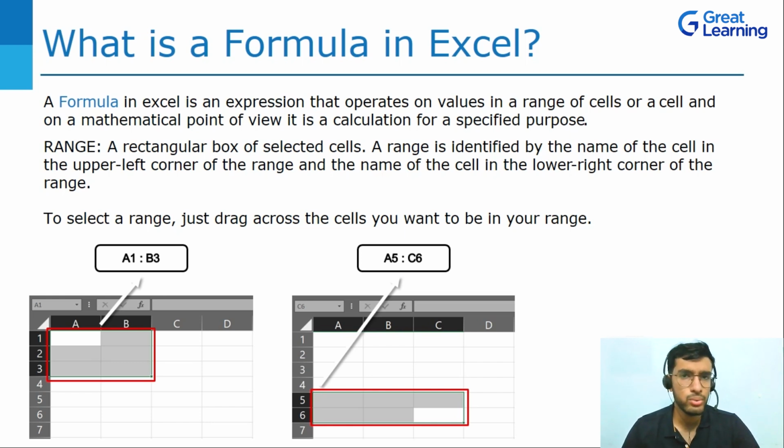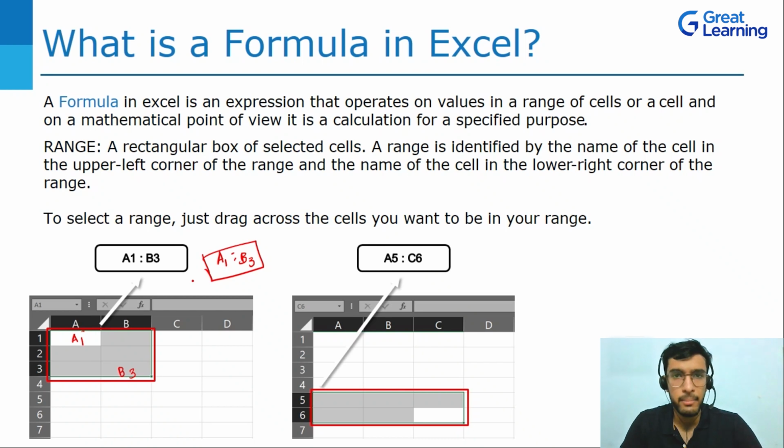So now, how to name or identify a range? A range is identified by the name of the cell in the upper left corner of the range and the name of the cell in the lower right corner of the range. So, in this example, the A column intersects with the first row, and that's how it got the name A1, and the B column intersects with the third row, that is B3. So to identify or name the range, that is A1:B3.